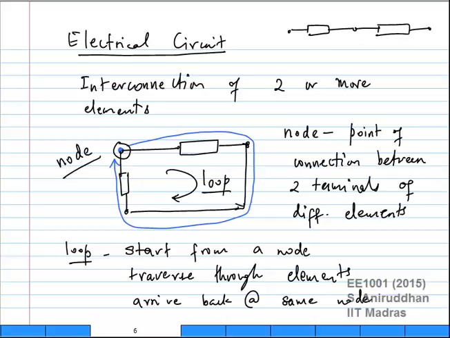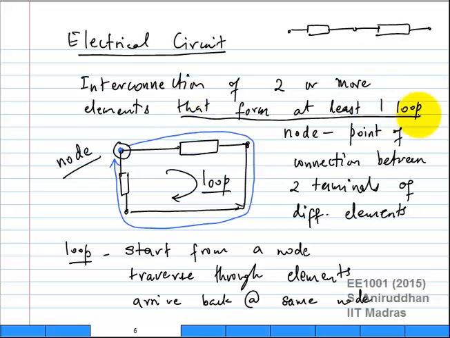So how can we modify our definition? An interconnection of two or more elements that form at least one loop. Okay, it's an interconnection of two or more elements that form at least one loop. And we also looked at this very particular example here. We drew it like this, and then we said we have to complete the loop for this to be a meaningful circuit.